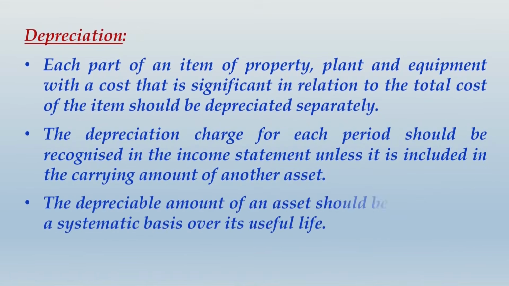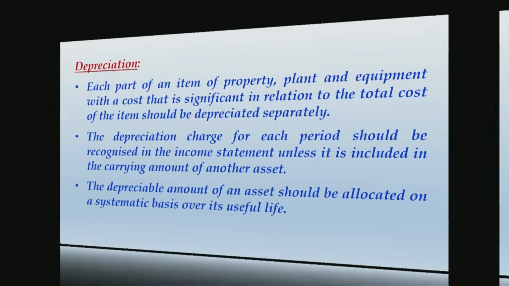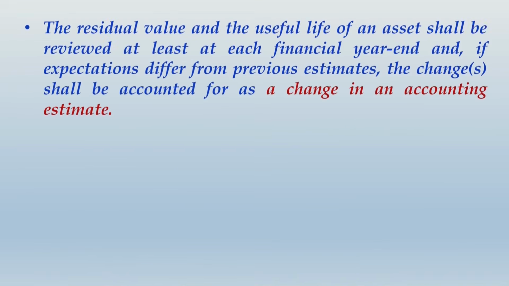The third point over here: the depreciable amount of an asset should be allocated on a systematic basis over its useful life. Let us move ahead and continue further. The residual value and the useful life of an asset shall be reviewed at least at each financial year end. If expectations differ from the previous estimates, the changes shall be accounted for as a change in an accounting estimate. Now carefully understand this point.